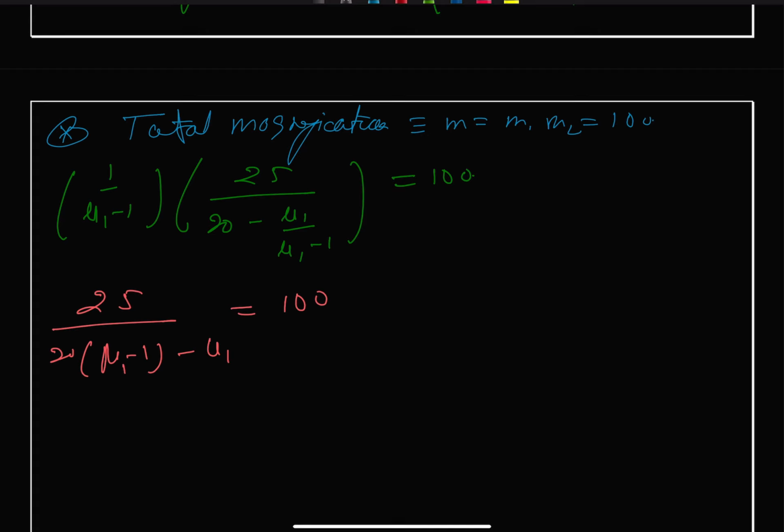And from here we can write this as 20 u1 minus, and we can say that this will be equal to 25 upon 100 is equal to, this will be over 20 u1 minus 1 and minus of u1. This comes as 1 upon 4.